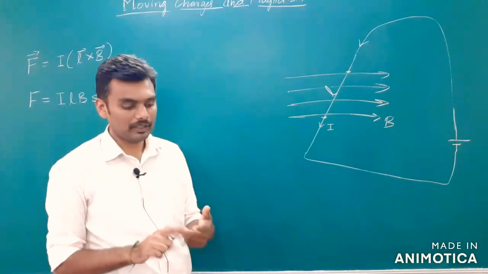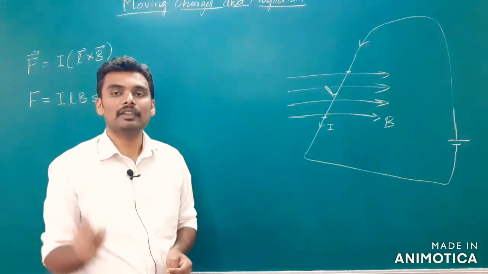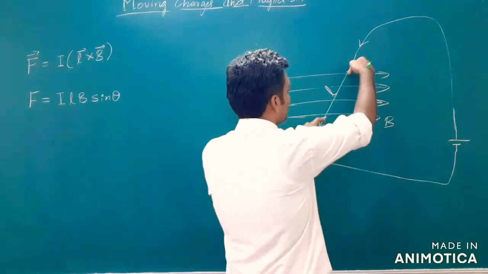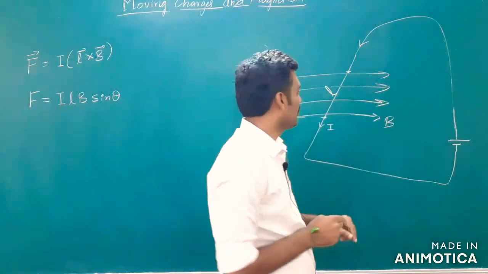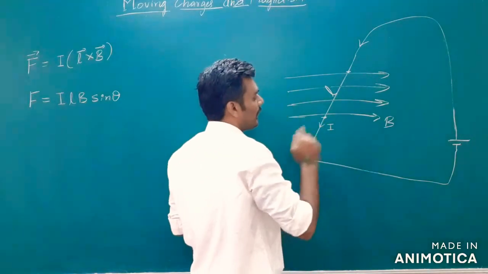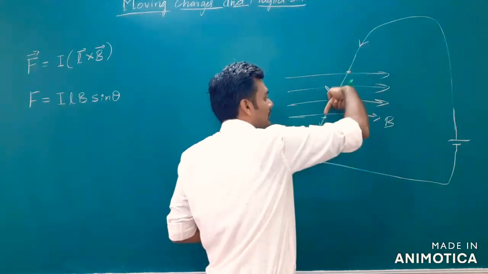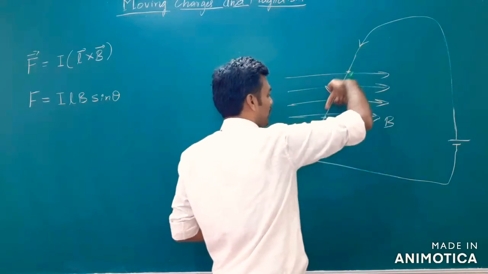We got I, L, B, we got it. But what is theta? Theta is the angle between L and B. So, what is L here? L is this. L is not a scalar here, it is a vector quantity, the length element, okay? And L has a direction. What is the direction of L? Direction of L is like this. Why should it be taken like this? Because the current direction is like this.